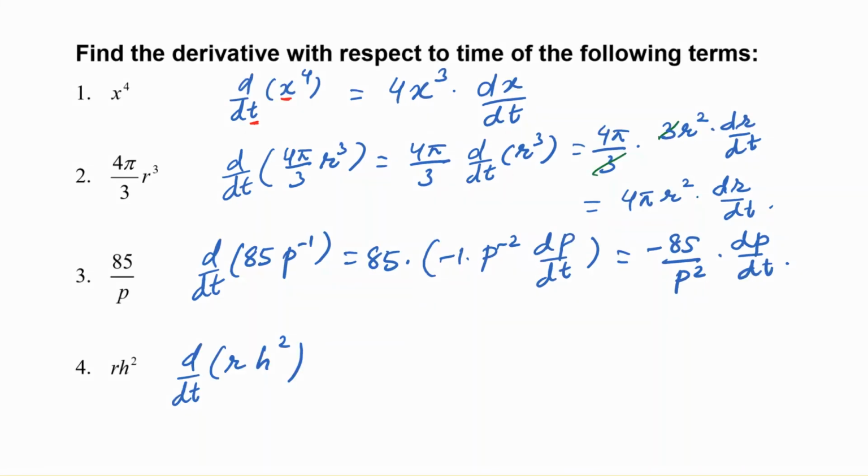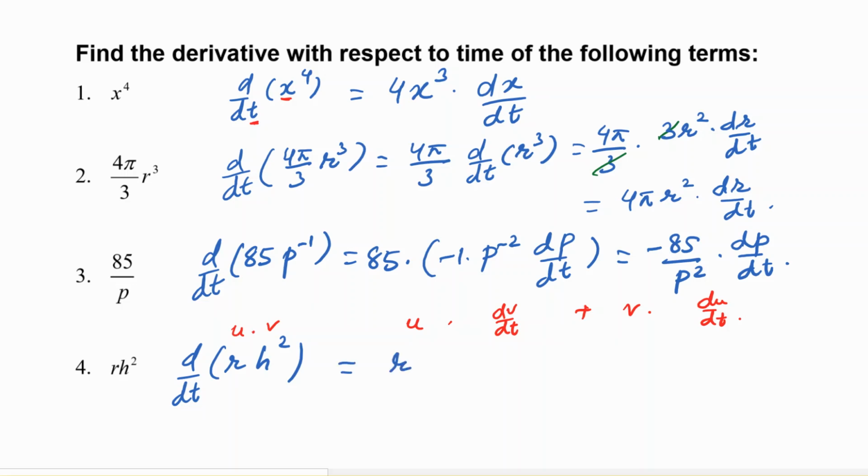So in the next one, we have r and h. So it might be radius and height. And we want to figure out the derivative with respect to time. So here we have product of two functions. So u times v. So if you remember, we did 1d2 plus 2d1. So we're going to apply our product rule.